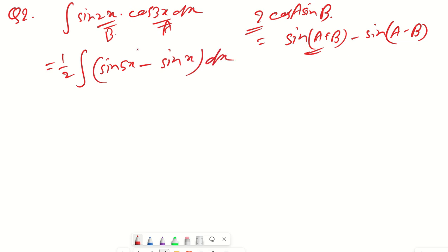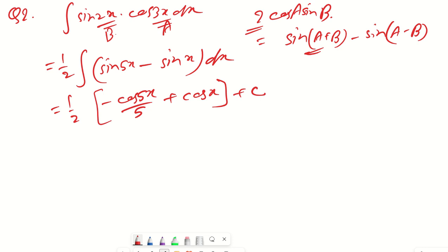So this is so easy. Now you know already that we can do 1 by 2 times integration of sin x is minus cos x. So minus cos 5x by 5, and minus sin x will become plus cos x, plus some constant c. If you simplify that, it is going to be 1 by 2 cos x minus 1 by 10 cos 5x plus some constant c. So this is a very simple question.